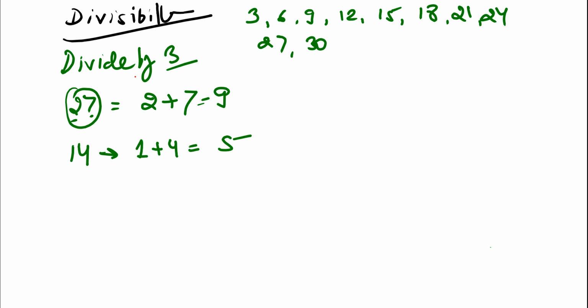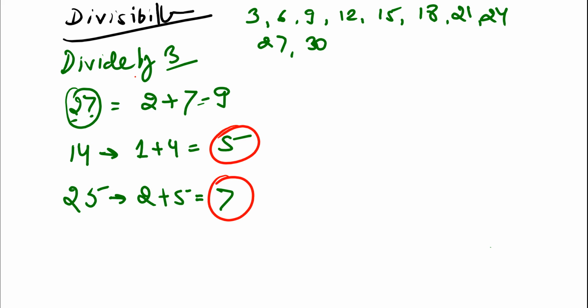Let's put another number. Suppose 14. So 14 has 1 and 4, that is equal to 5. And 5 is not in any of these numbers that we have written above. So 14 would not be divisible by 3. Let's take another number, say 25. 2 plus 5 equals 7. Again, this is also not going to be divisible by 3.